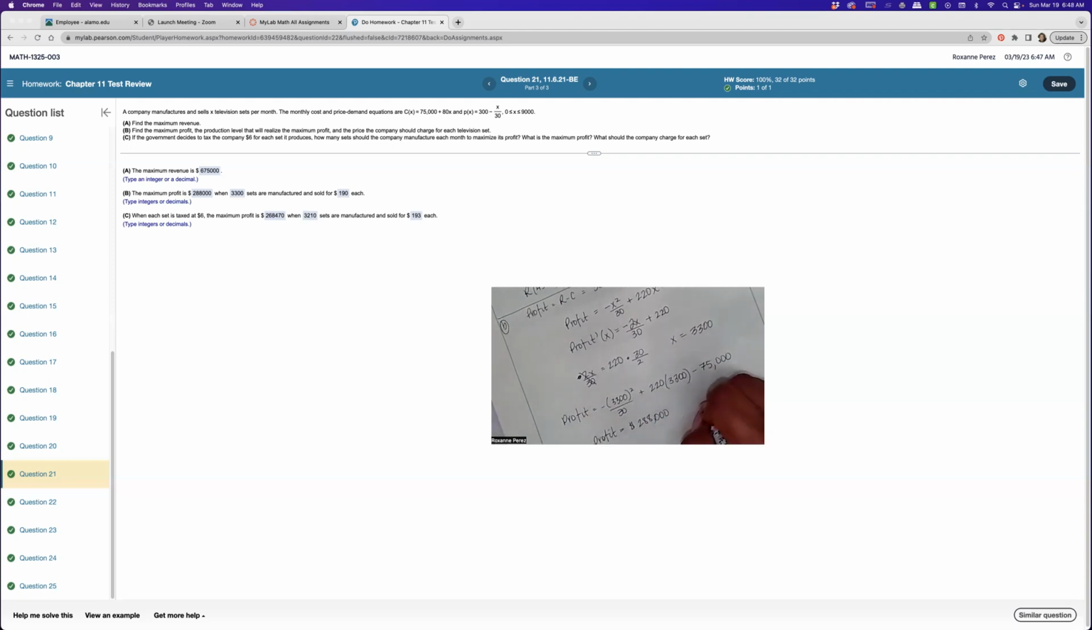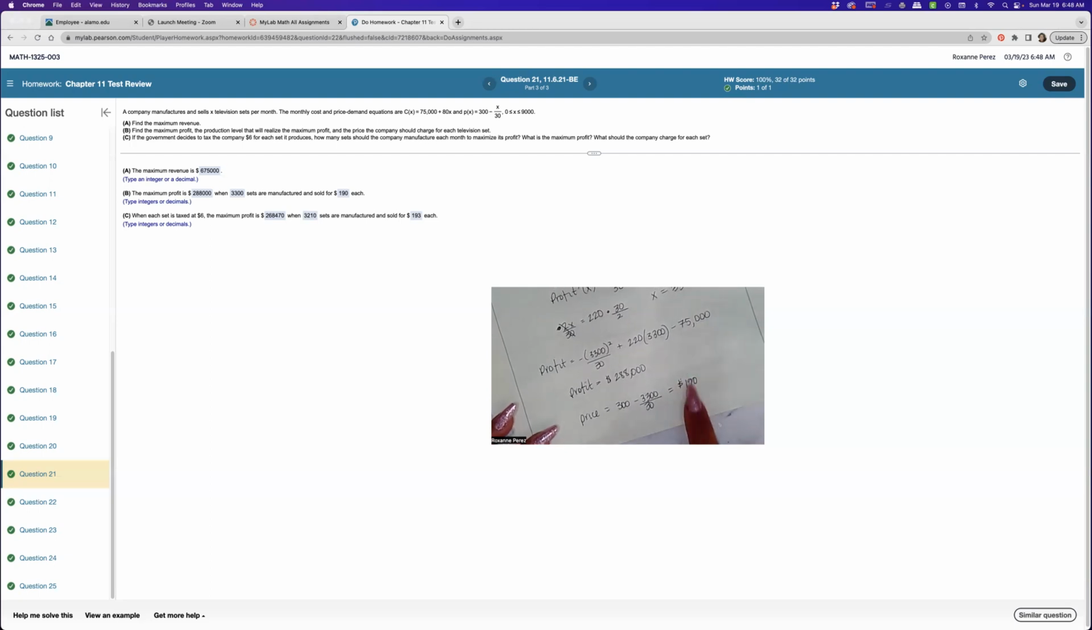And then we need to find our price. And that's going to be 300 minus 3,300 over 30. And that's going to come out to $190. Okay, so that's for part B. The maximum profit is $288,000 when 3,300 sets are manufactured and sold for $190 each.